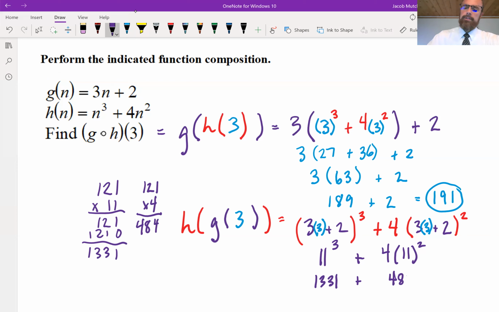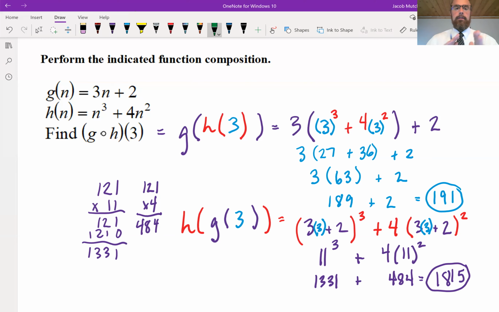And then to complete the sum of 1,331 plus 484, we would get a 5 in the units place, a 1, an 8, and a 1. So 1,815.